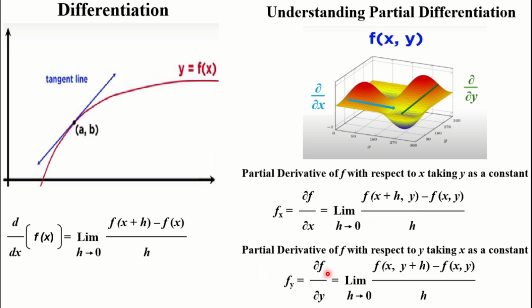Then the partial derivative of the function with respect to y, here we take x as a constant. The partial derivative of the function with respect to y is equal to limit h tends to 0 of f of x, y plus h, because here we want to find the rate of change along the y direction or along the y variable, minus f of x y upon h. This is the basic concept of partial derivative or partial differentiation.